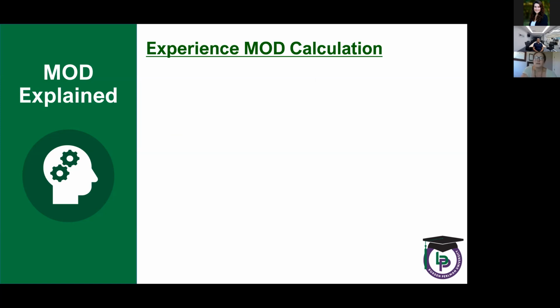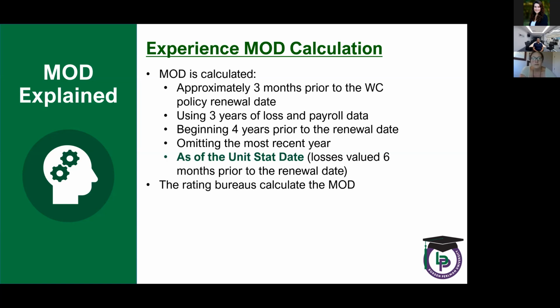So now that we understand what a mod is, how it's calculated and how it functions, it's really important to understand the timeline from when data gets reported to the state rating bureaus, and then in turn calculates your mod for that upcoming renewal. So there are two important dates that you should look to. The first is called a unit stat date. This date is 6 months prior to your renewal. At this point, all incurred losses and payrolls realized in your rating period are valued as of this date. And this is what in turn is reported to the state's rating bureau for the mod calculations.